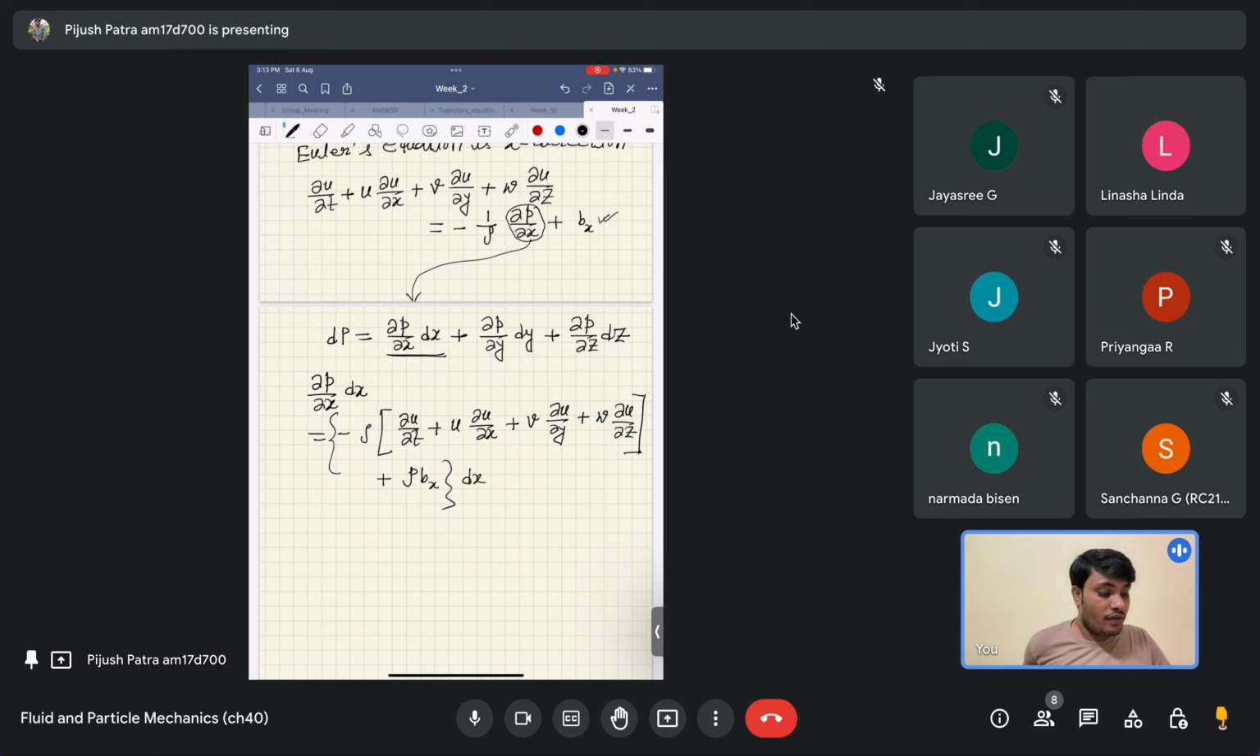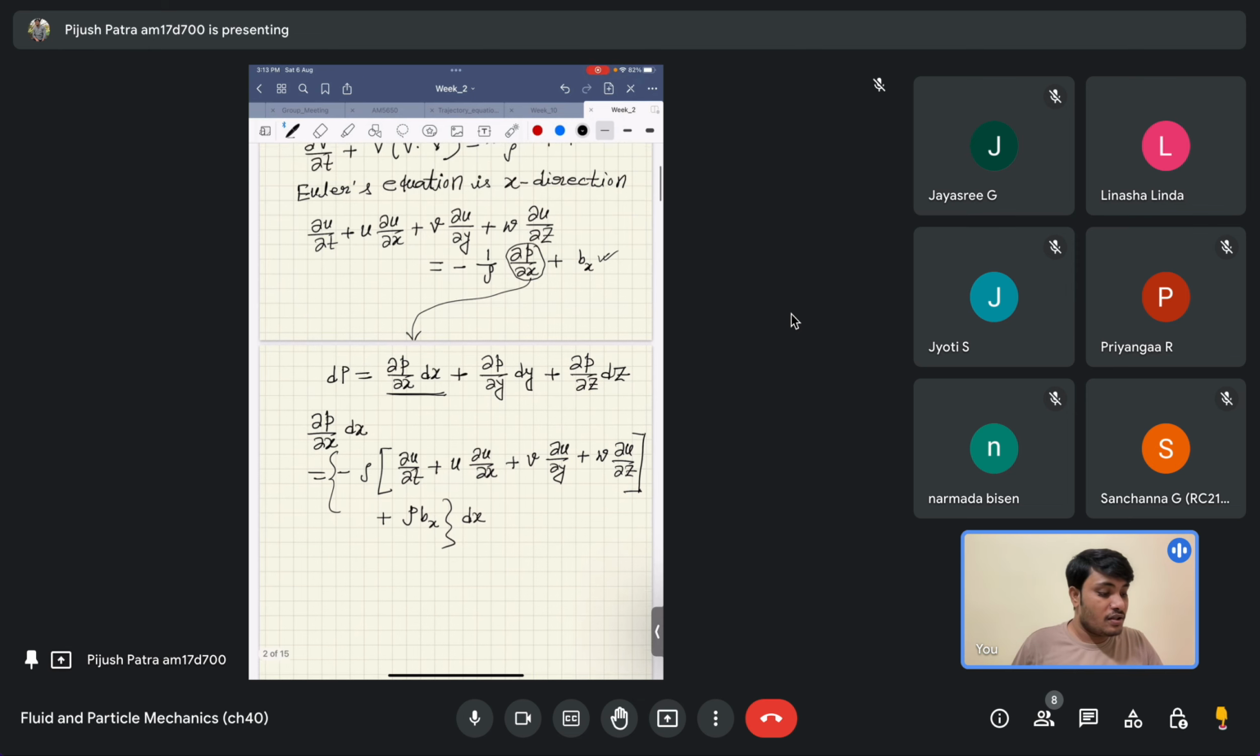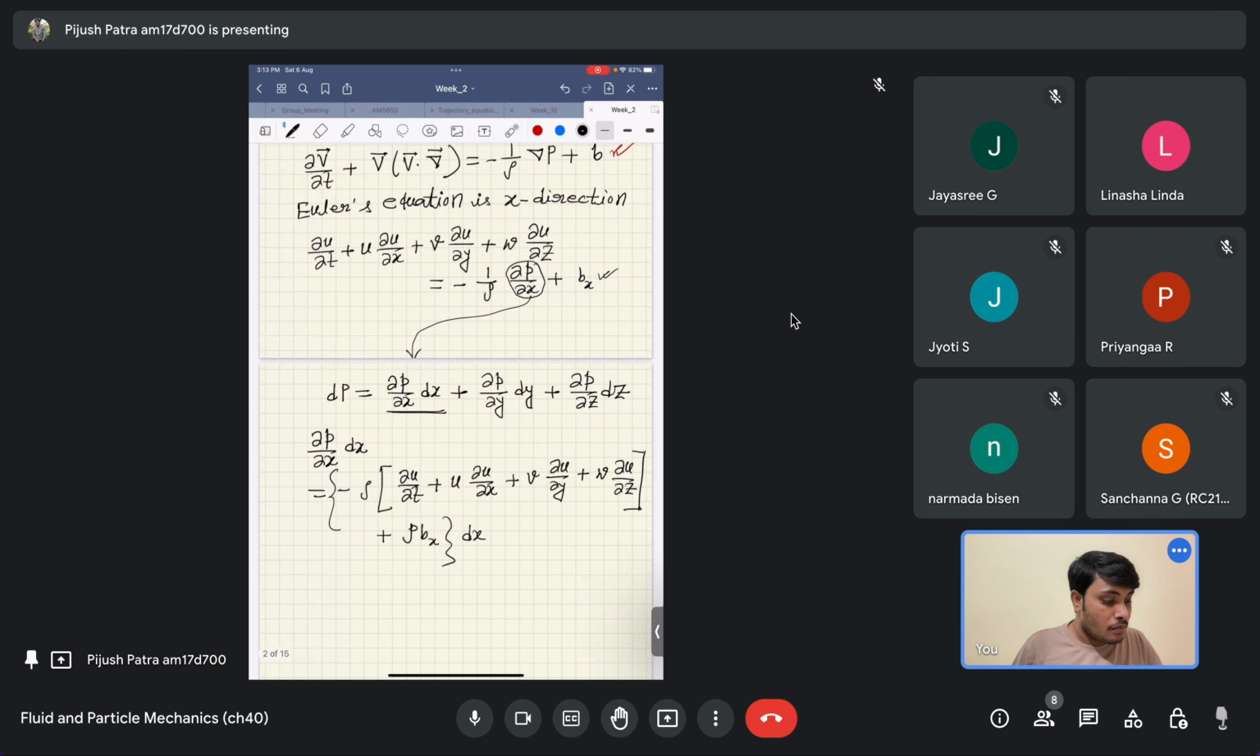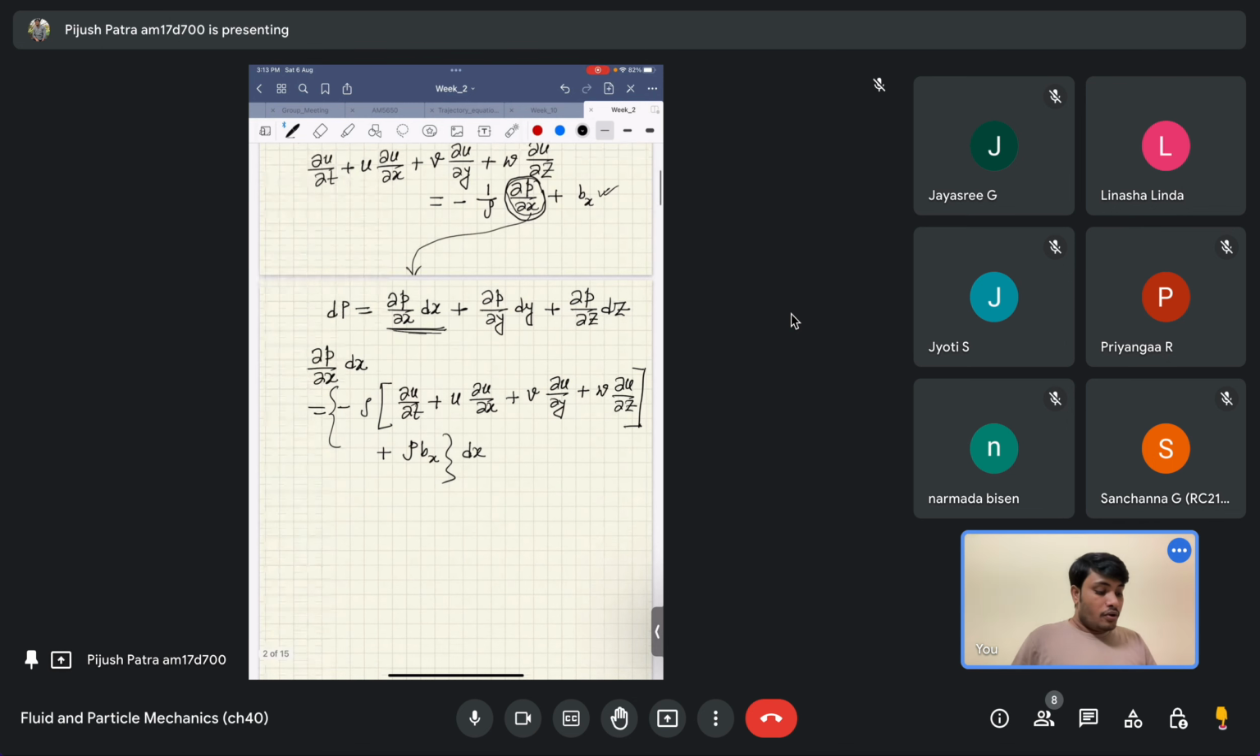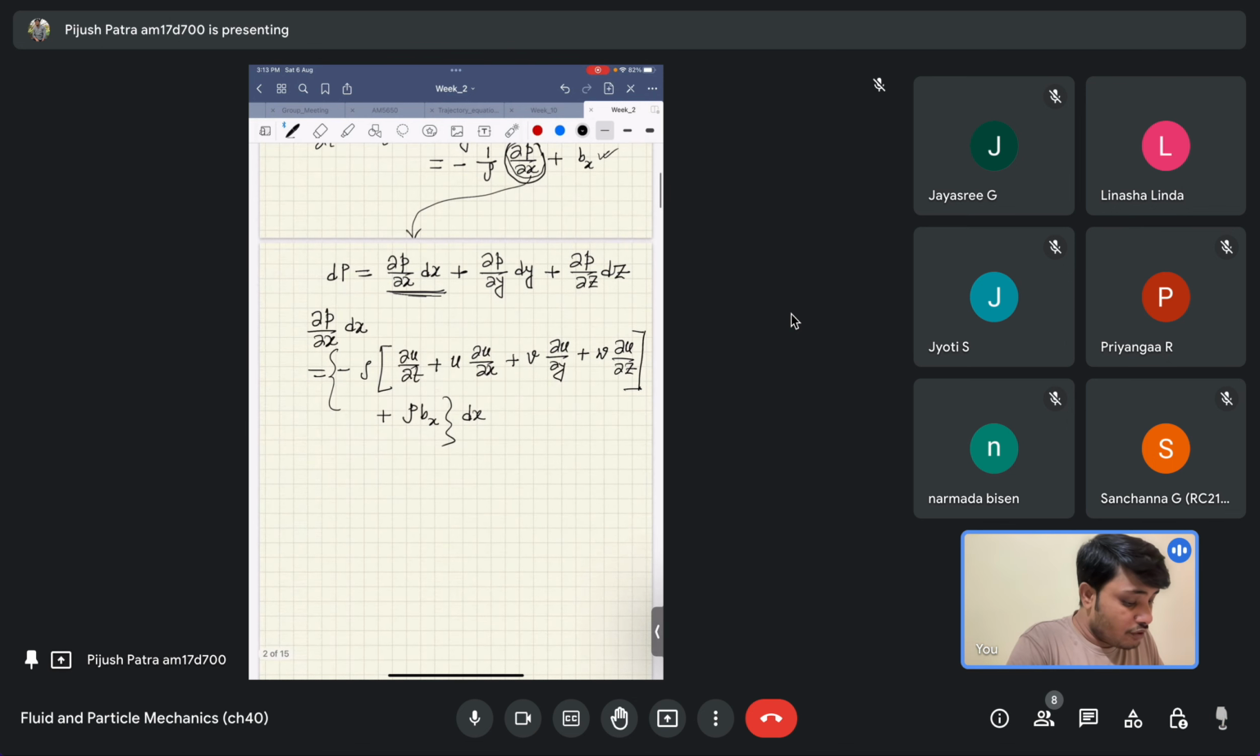Is this clear to everyone so far? That I just substituted the ∂p/∂x term from the x direction equation of the Euler equation into the total derivative term for the pressure. That means I substituted the ∂p/∂x term from this equation into this equation here. Okay, so if it is clear up to this, can I write it in this way again?